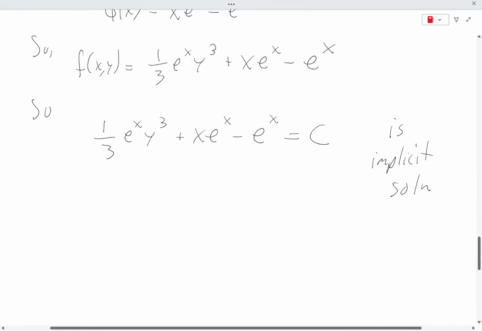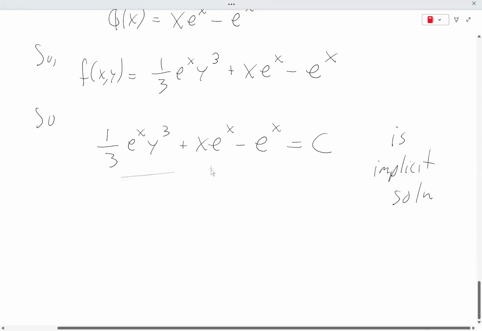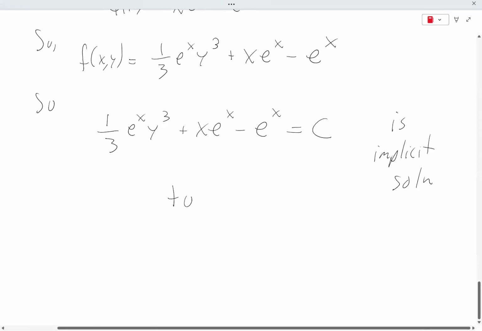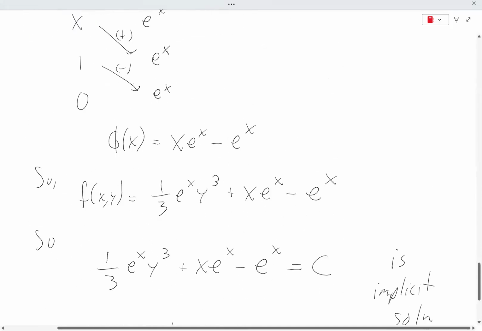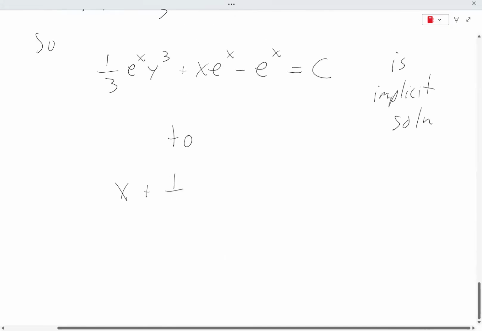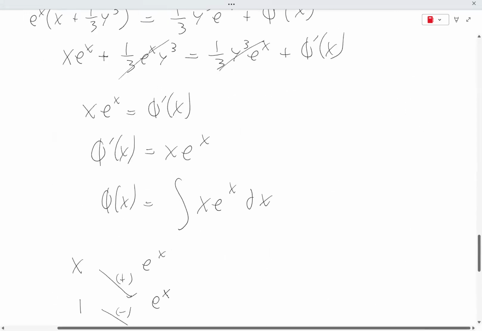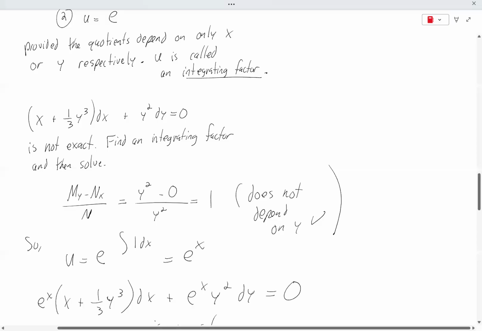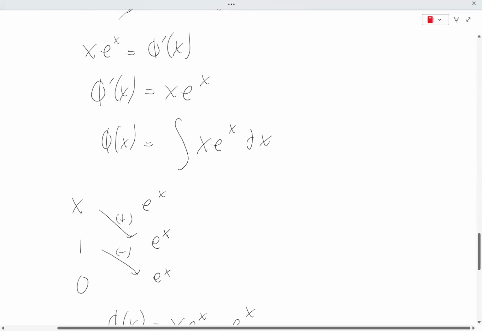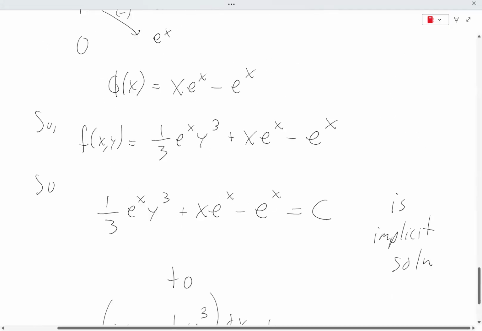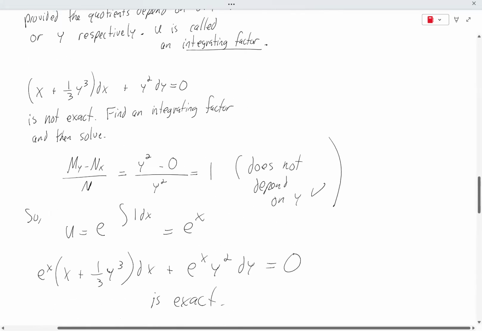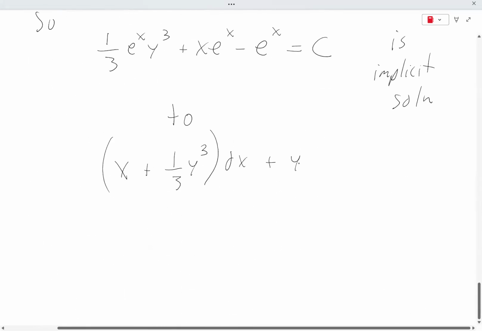But anyway, this is the solution. It's an implicit solution. What was our differential equation? Let me write it down again. It was x plus 1/3 y cubed dx plus, I can't even remember what it all is, I'm sorry for scrolling all the time, plus y squared dy equals 0.